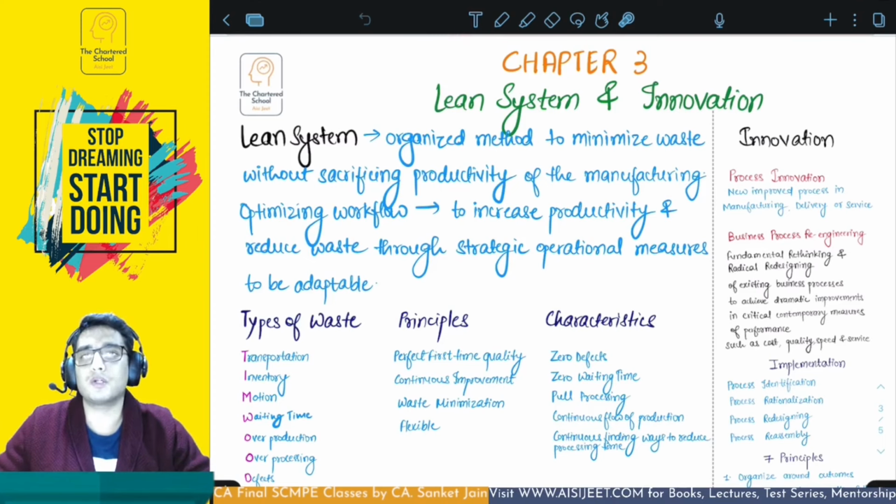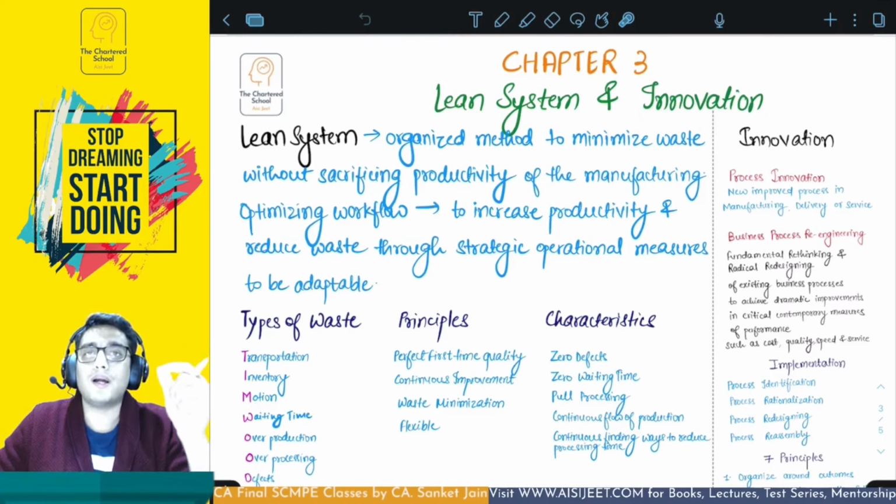And while we are talking about the manufacturing system, it is very important to understand that this is going to deal majorly with our operational part, right? Our manufacturing, our operations part. Now, because we are dealing with the operations part, we will be applying certain models here, and these models are strategic operational measures. The word operational is used because it is related with the operational part. So strategic operational measures are going to be used. We are going to use them to eliminate the waste, to minimize the waste, and improve our productivity.